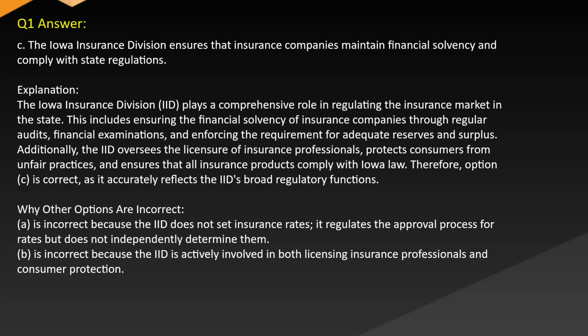While other options are incorrect, A is incorrect because the ID does not set insurance rates. It regulates the approval process for rates but does not independently determine them. B is incorrect because the ID is actively involved in both licensing insurance professionals and consumer protection.